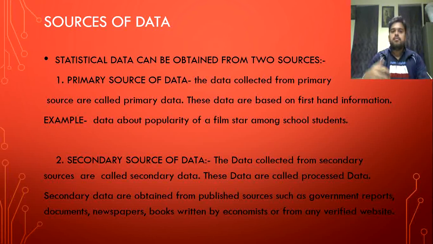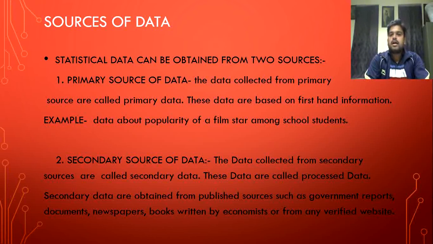Statistical data can be obtained from two sources. The first one is the primary source of data and the second one is the secondary source of data. The data that comes from a primary source is called primary data, and the data collected from secondary sources is called secondary data. These are the two broader sources from where any researcher, anyone who does research or makes a project, collects data.